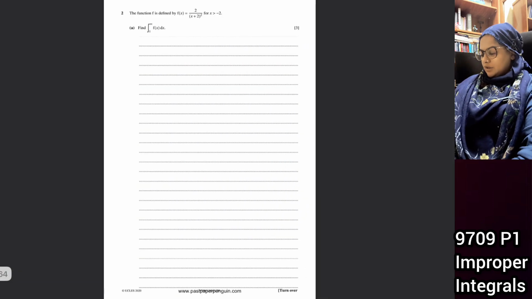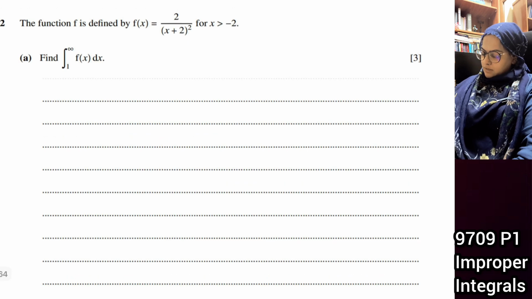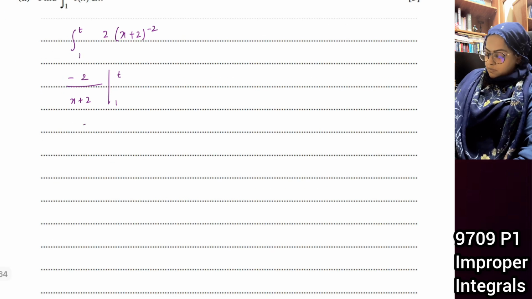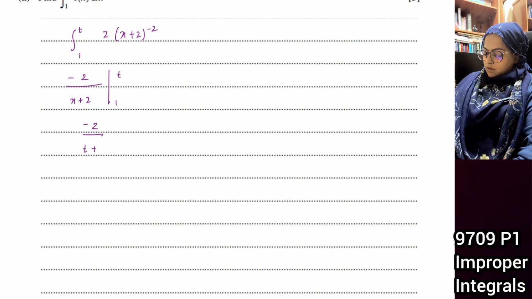Let's have a look at another question. The function is defined by this. Find the integral of f(x). So we write the integral from 1 to t of 2 into (x plus 2) to the power minus 2. Let's integrate it: minus 2 upon (x plus 2), limits t and 1. Let's apply the limits: minus 2 upon (t plus 2) plus 2 upon (1 plus 2), which is 3.